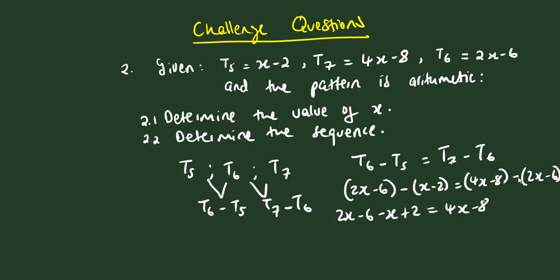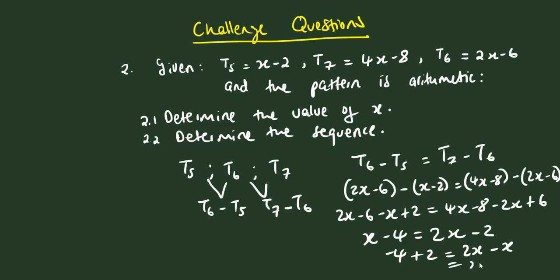Negative times 2x, negative 2x, negative times negative, positive. Now 2x minus x is x, negative 6 plus 2 is negative 4. Then 4x minus 2x is 2x, negative 8 plus 6 is negative 2. Then you can take the 2x to the left, and then you say negative 4, then you take the 2 to the right. Sorry, you can take the x to the right and say minus x. 2x minus x is x, negative 4 plus 2 is negative 2. Therefore, we found the value of x, right? Shall continue this in the next video.